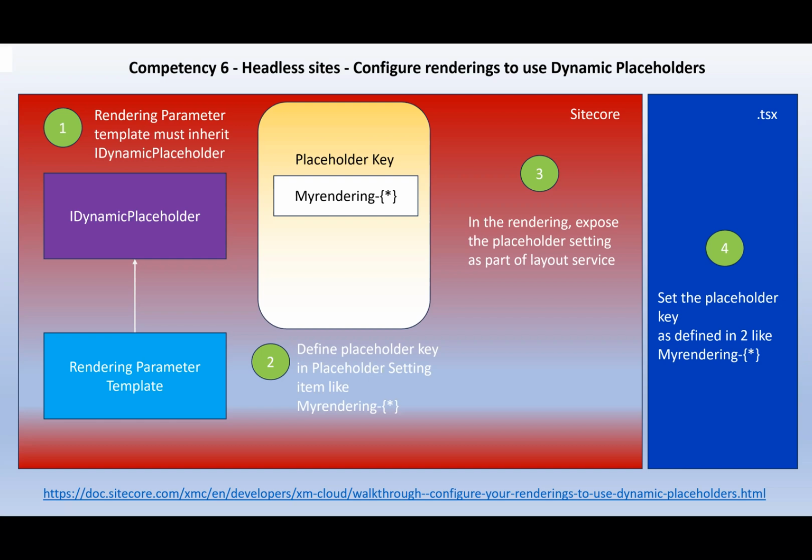The most important part is that the rendering is defined in the placeholder key, and then it's used in the rendering TSX file. So the definition happens at an early stage, and that is more like a linking between the placeholder item and the rendering. So the rendering item is something important.